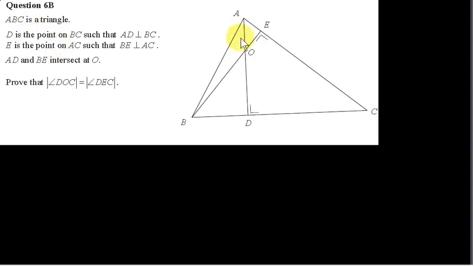ABC is a triangle. D is a point on BC such that AD is perpendicular to BC. E is a point on AC such that BE is perpendicular to AC. AD and BE intersect at O. Prove that angle DOC equals angle DEC.